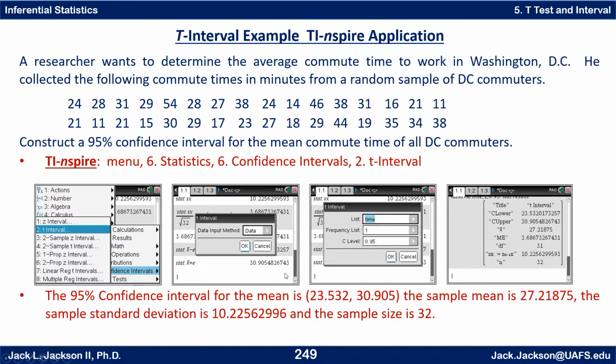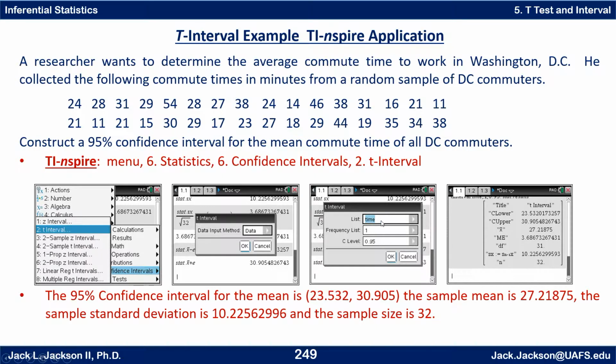The TI-nspire works the same way. You go to Menu, Statistics, Confidence Intervals, t-Interval. If you know the short numbers, you could just type Menu 6 6 2. And that gets you to here. Again, you choose data or stats. With this dialog box, we'll choose data, click OK.